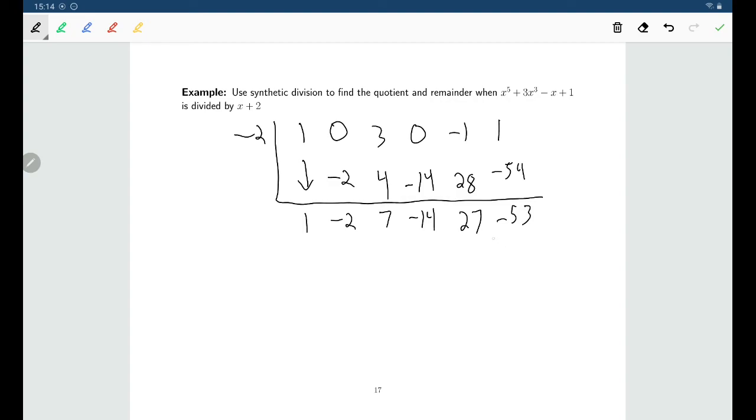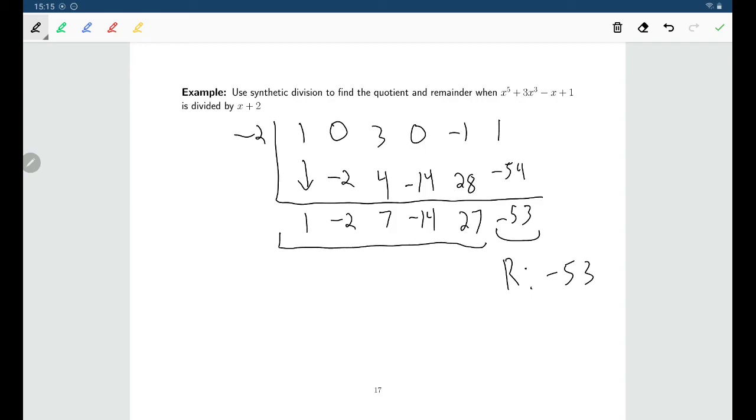And as before, the last number that we get, that would be our quotient. Our quotient is negative 53. And that for all the other coefficients that we have here, those are for our quotient. Or rather, I said quotient was negative 53. I should have said remainder, rather, is negative 53. Wasn't thinking, was writing. Sometimes writing and speaking at the same time doesn't quite work out the way that we'd like it to. Sorry about that.